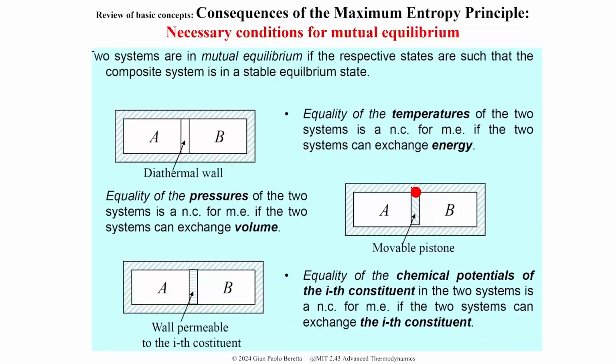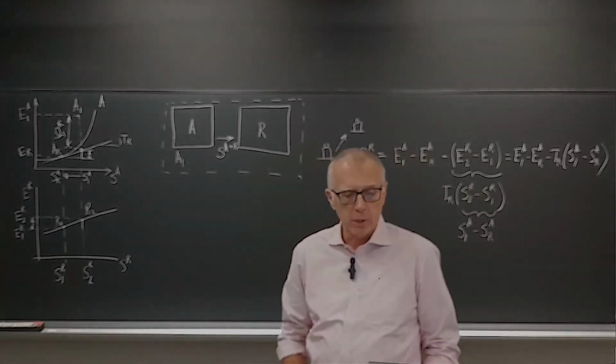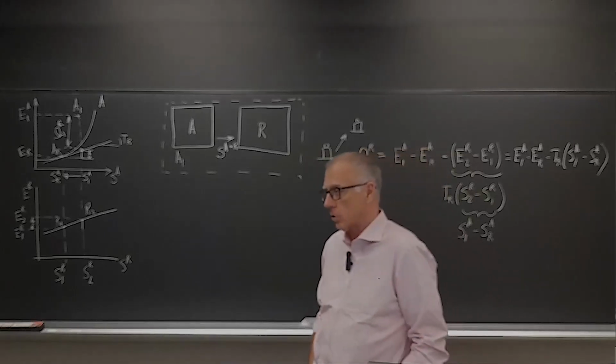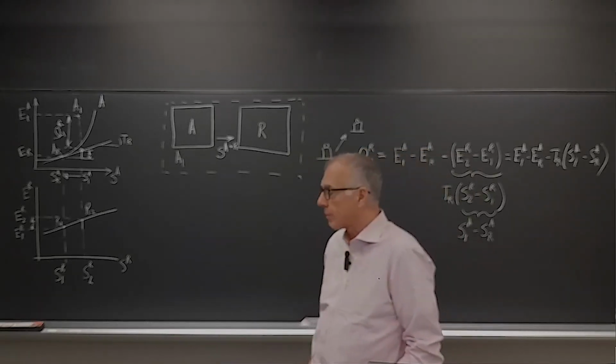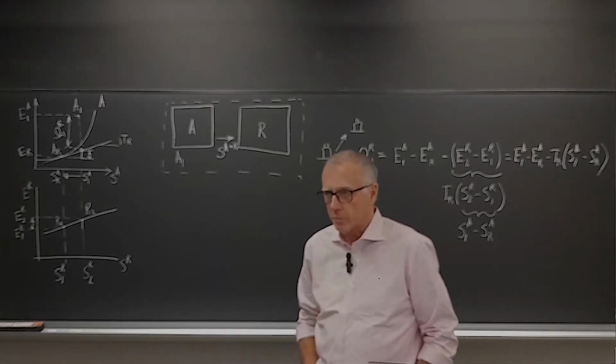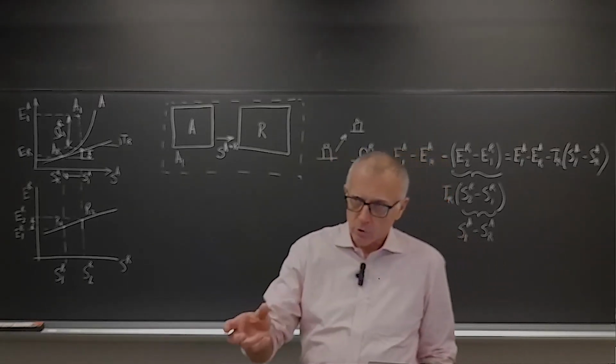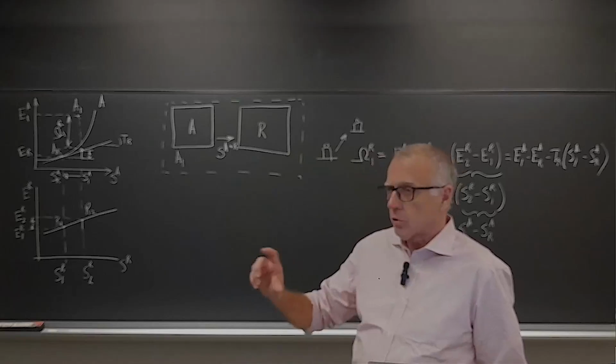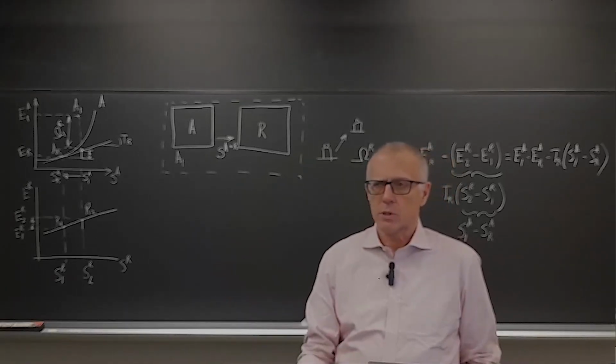Okay, but today I want to go into some details on how we show that for systems to be in mutual equilibrium, you need the equality of temperatures when they can exchange energy. You need the equality of pressures when they can exchange volume. You need the equality of chemical potentials of the various constituents for those constituents that can be transferred from one system to the other.